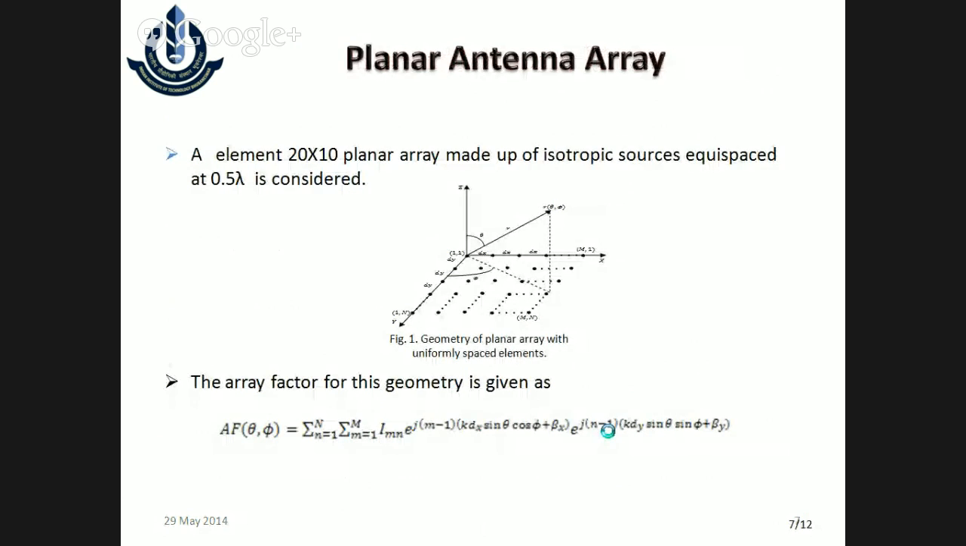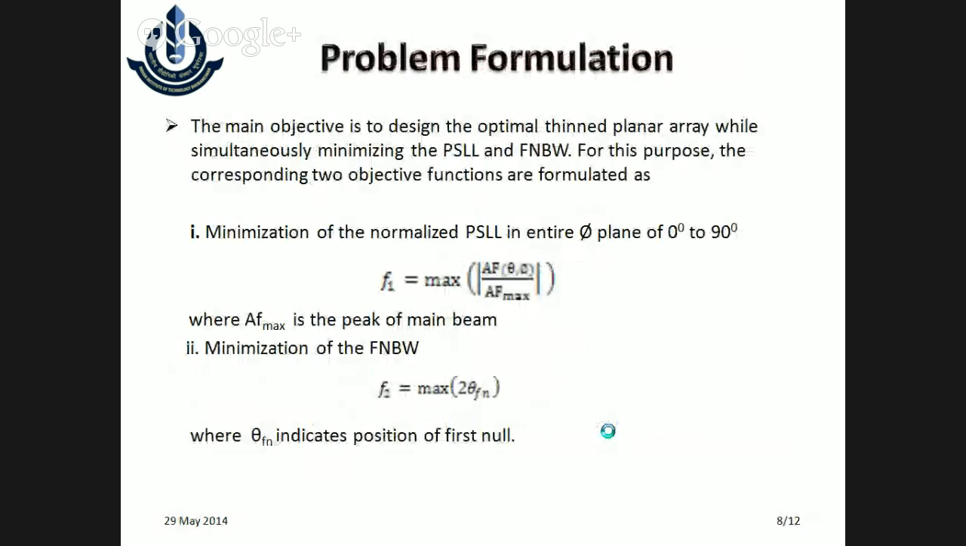Actually, this is the planar antenna array. My problem formulation is that we have to maintain the narrow beam width. At the same time, we have to maintain the low side lobe levels. For that, what are the best array configurations? We have to choose from that using the multi-objective optimization.